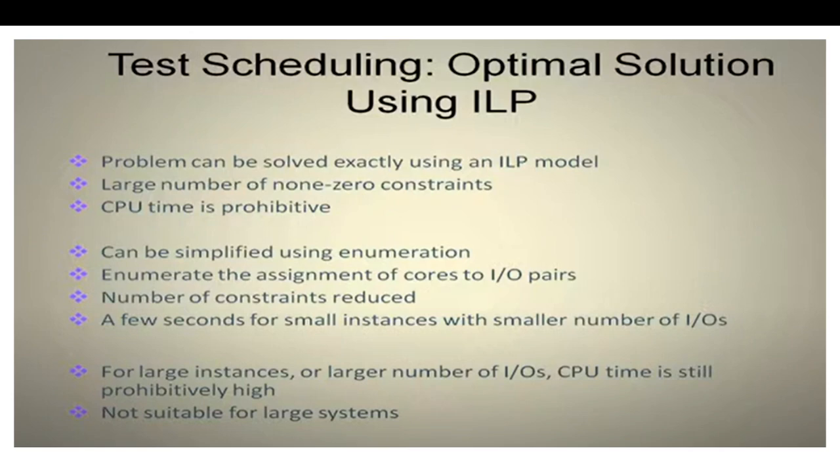For test scheduling, an optimal solution uses integer linear programming, ILP. The problem can be solved exactly using an ILP model, but with a large number of non-zero constraints the CPU time is prohibitive. It can be simplified using enumeration: enumerate the assignment of the cores to IO pairs. The number of constraints is reduced, taking a few seconds for small instances with a smaller number of IOs. For large instances or a large number of IOs, CPU time is still high, so it is not suitable for larger designs.